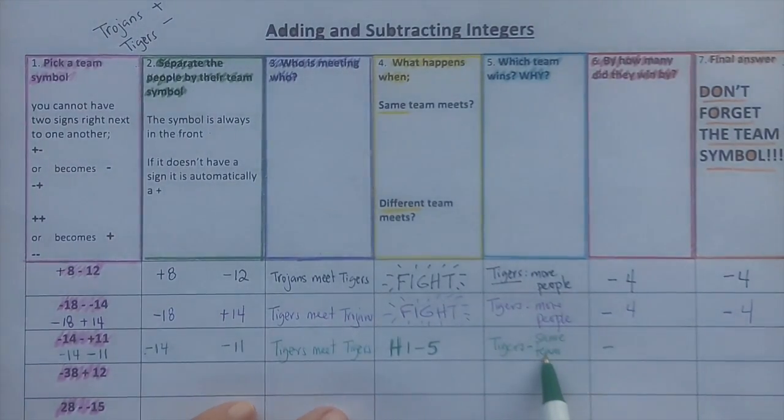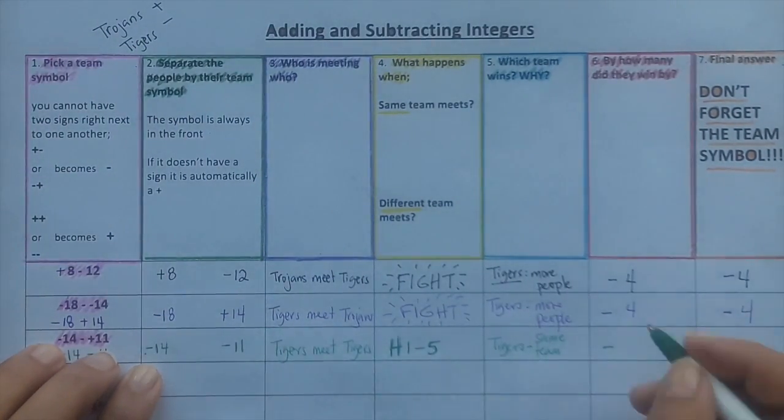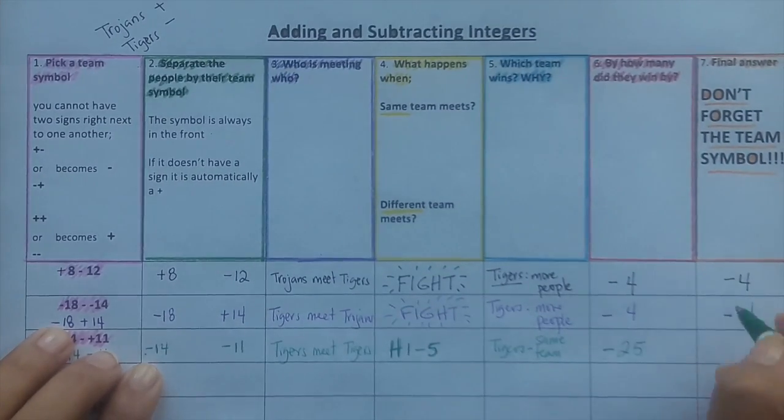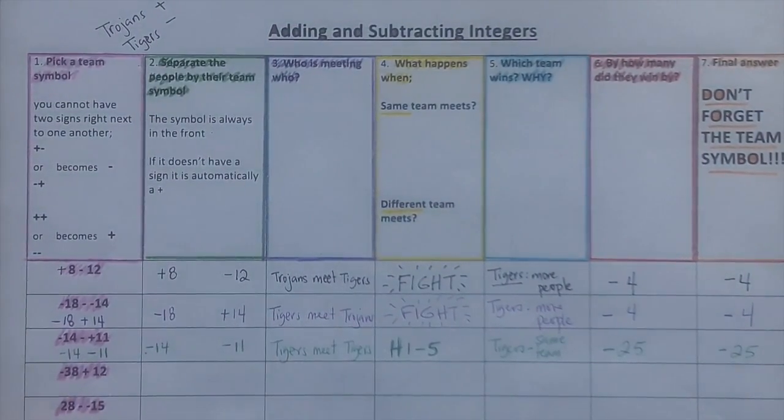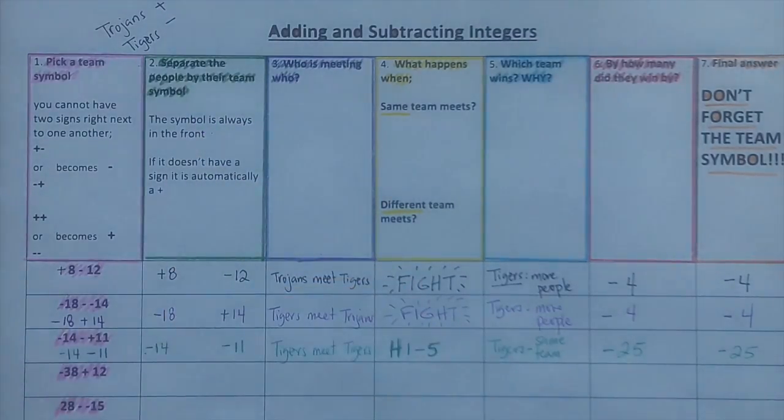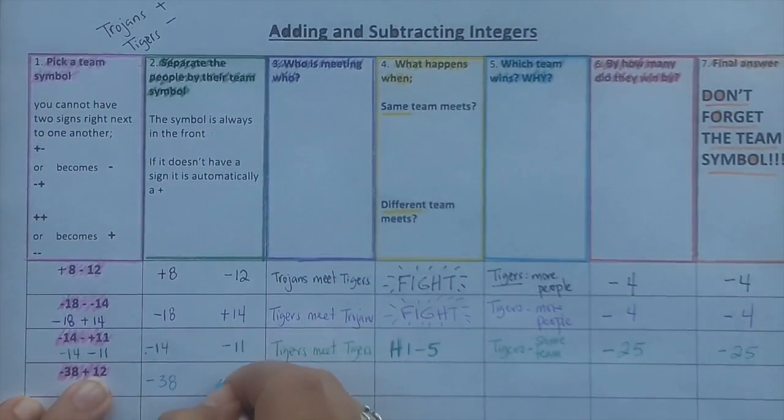Alright, how many do they win by? Well, they don't lose any people, so they just have to add them up. So that's 25, and don't forget the symbol. So Tigers win by 25. Alright, the symbol's already okay, so just separate them by their teams. So you're going to have negative 38, and on the other side, positive 12.